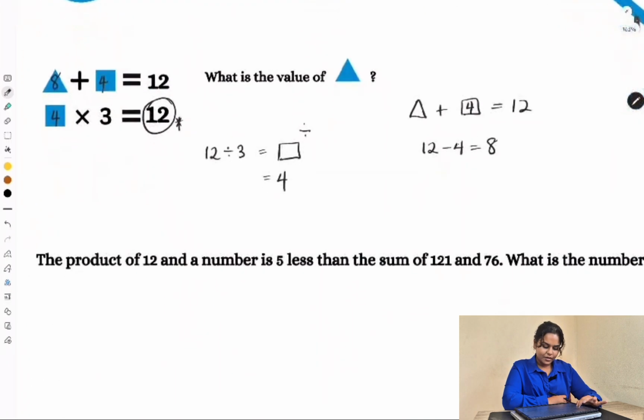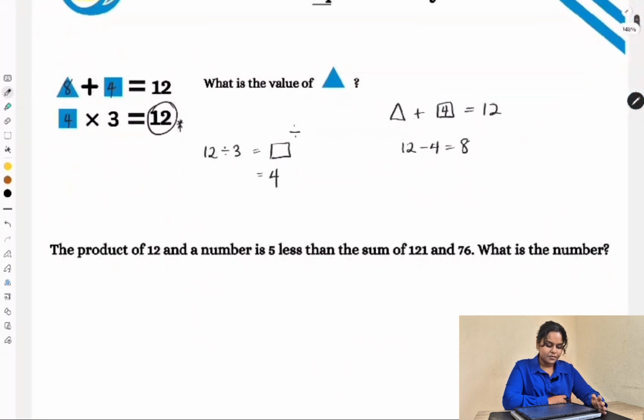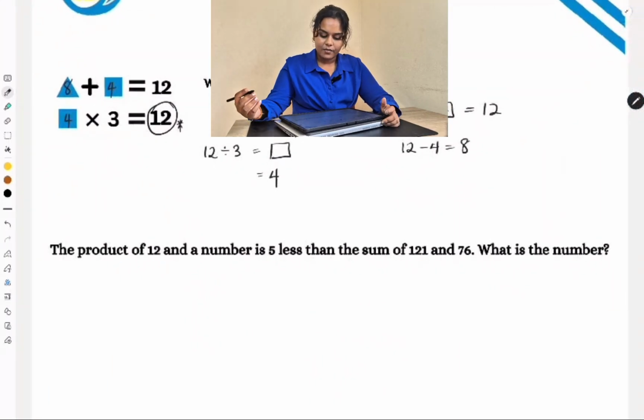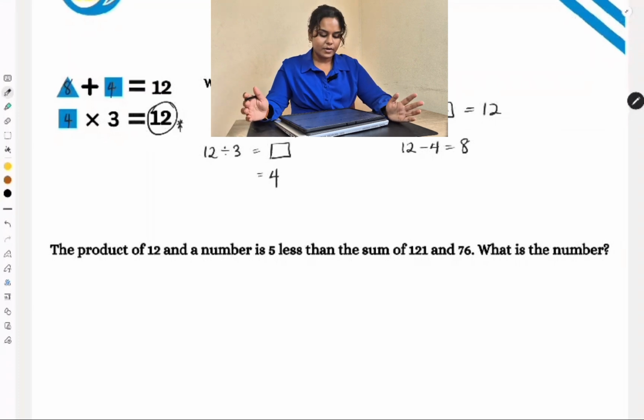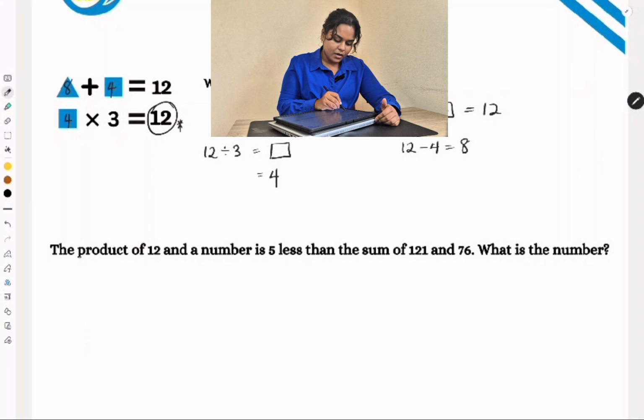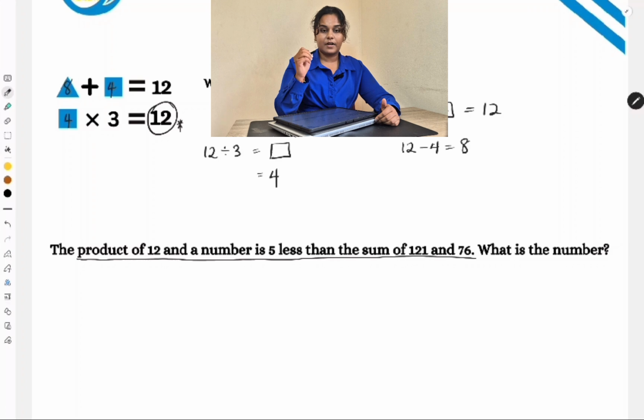Right? Moving along, we have: the product of 12 and a number is 5 less than the sum of 121 and 76. What is the number? Now, I always tell students to circle the important numbers in the question and underline important information. So here, the product of 12 and a number is 5 less than the sum of 121 and 76. Very important information. And I'm going to circle my important numbers.